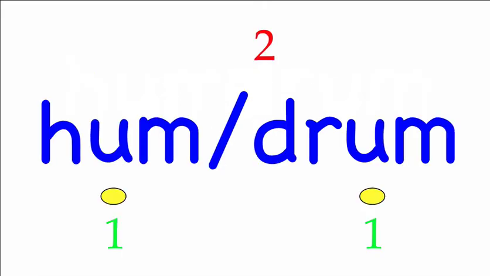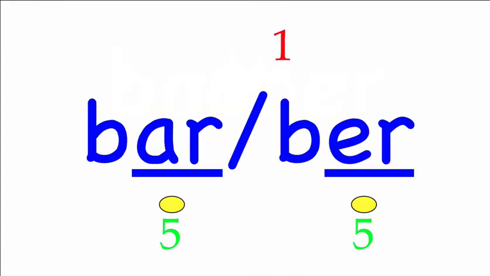Barber. It's time for me to go to the barber to get my hair cut. Barber. First syllable, bar, 2 sounds: b, r. Burr, 2 sounds: b, r. Bar, burr. Mark the word.